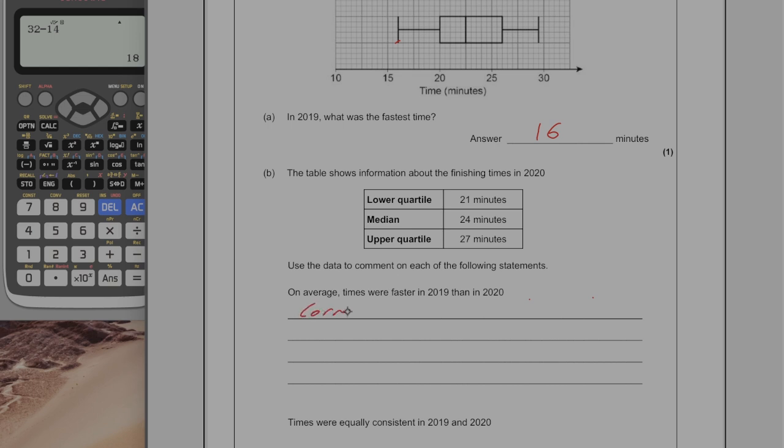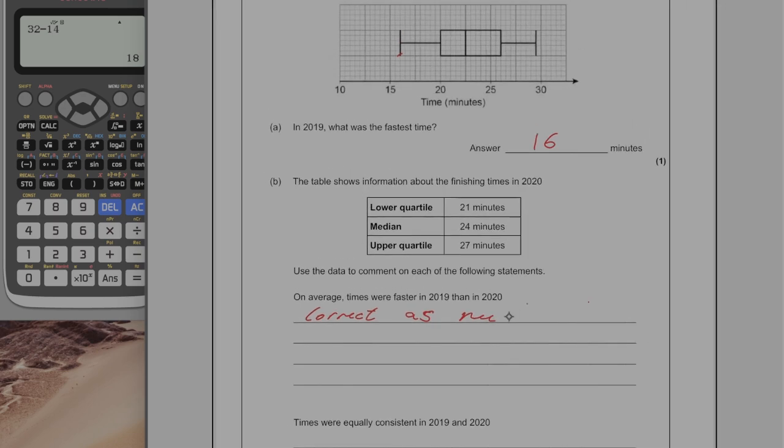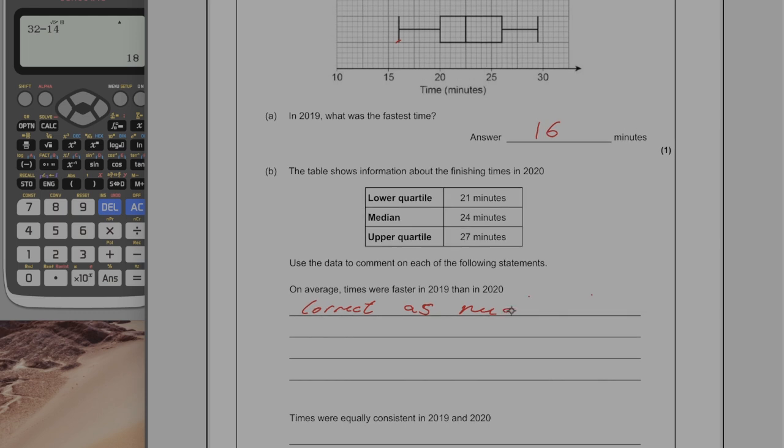Correct. Median. Let's go right. Median is lower in 2019. And we'll put in 22.5 versus 25.